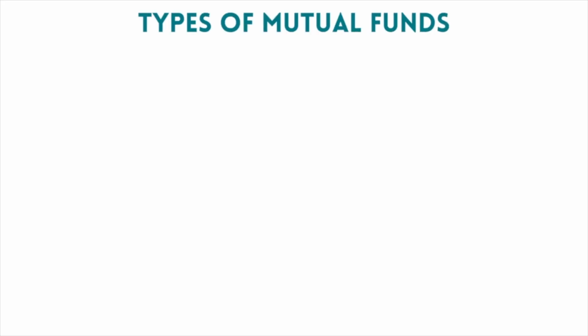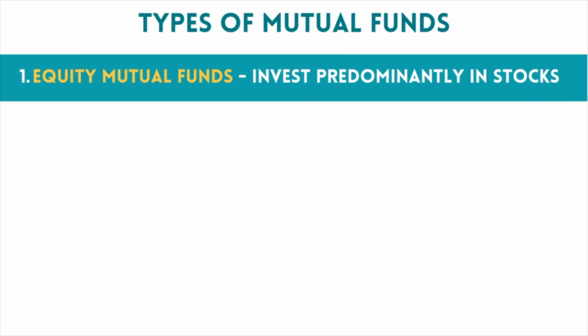The commission is then paid by the mutual fund houses to the intermediaries. Let's take a look at the different types of mutual funds. SEBI, the Securities Exchange Board of India, has grouped mutual funds into 5 broad categories. First is equity funds. This scheme invests predominantly in stocks and stock-related instruments. The risk associated with these funds is medium to high due to market fluctuations, but you can expect high returns.